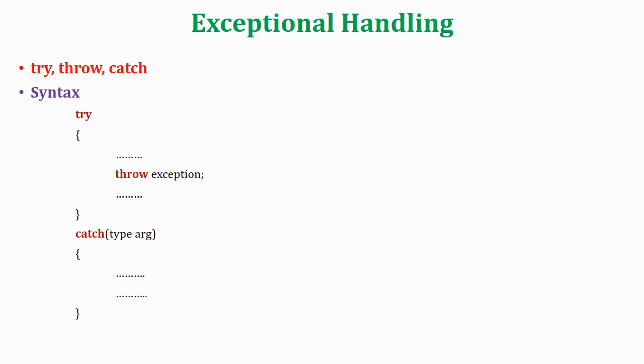And next we'll discuss try, throw, and catch and their roles. First, we'll start with try. Inside the try, we are going to write the code. If any error occurs, it will be thrown by the throw statement. And then catch will receive the error and handle it.